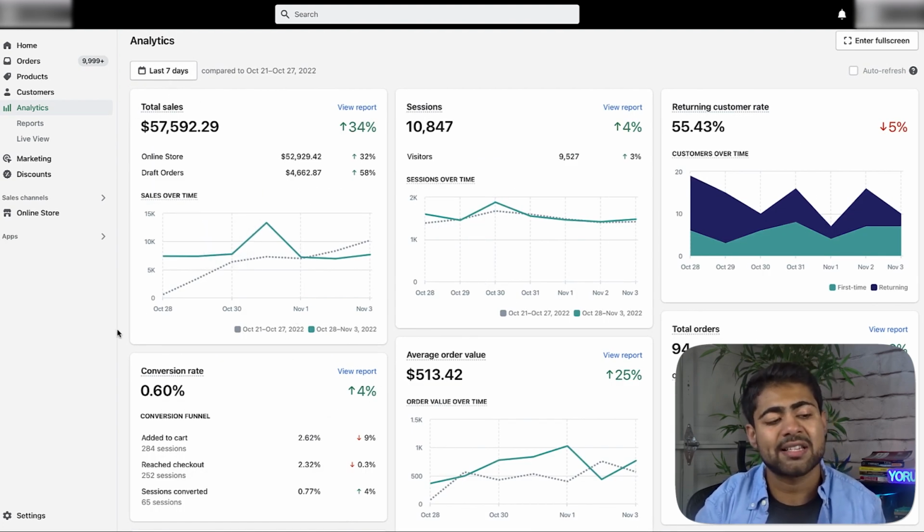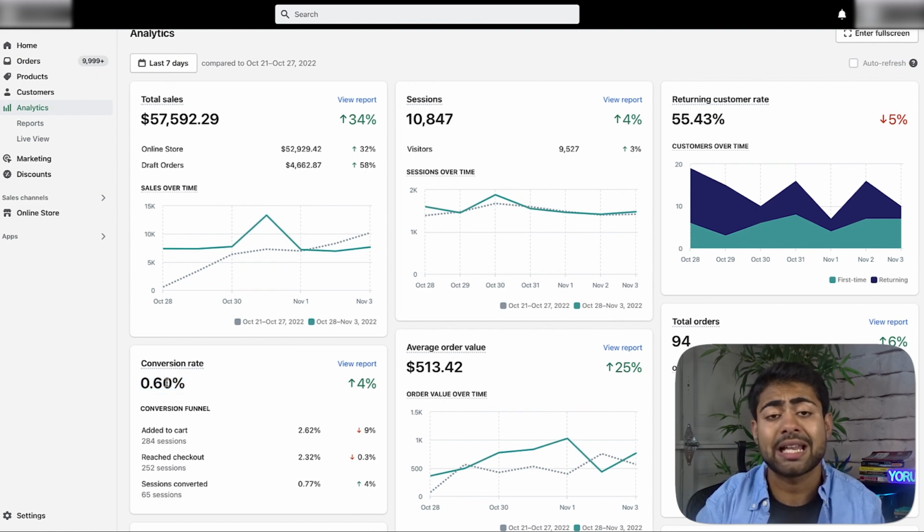So we can see that it's 0.6%, which is honestly not bad because this is a very high ticket store, $300, $500, $1,000 per sale and more. As you can see, the AOV is $513 on any given day on average. So the conversion rate is not bad. It's increased by 43% in the last 7 days. That's the first thing I like to note.